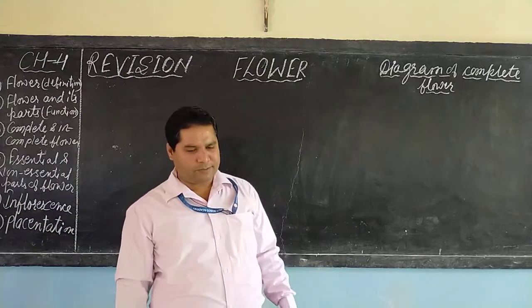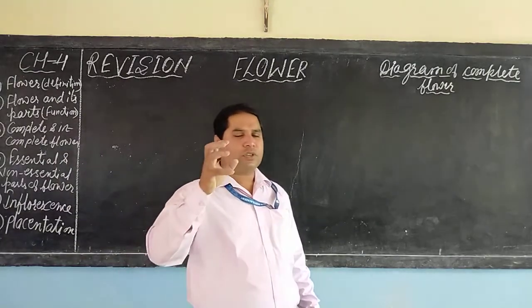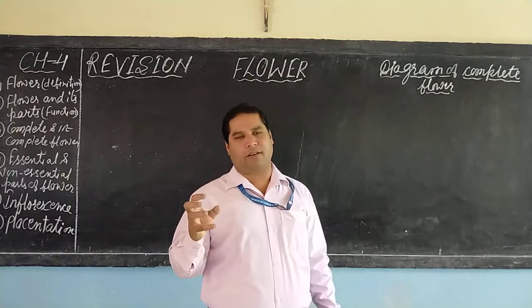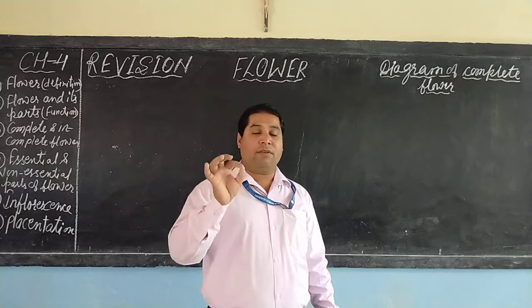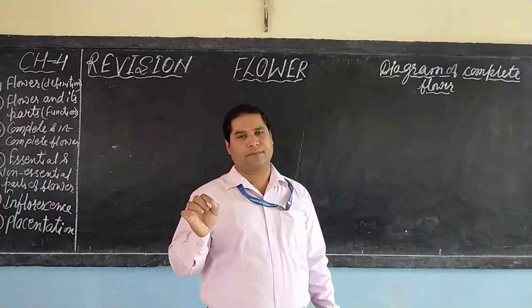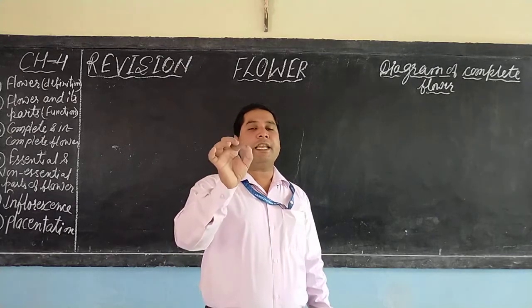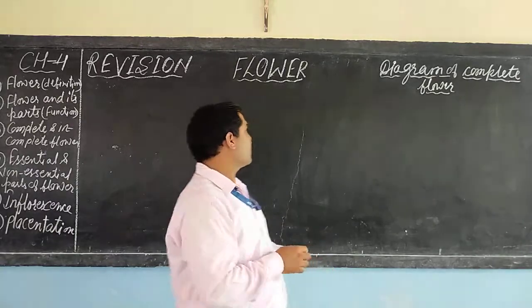So let us proceed. Dear student, flower is one of the most conspicuous parts of the plant, and it is defined as a specialized shoot in which leaves are modified to form floral structure.